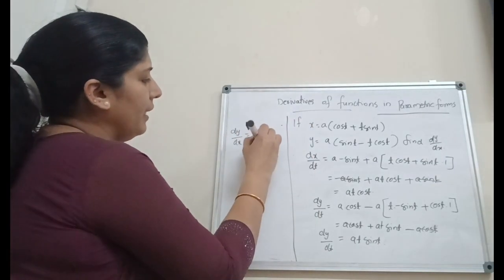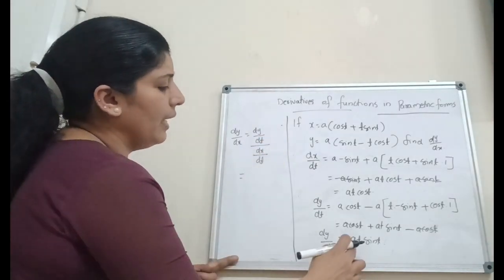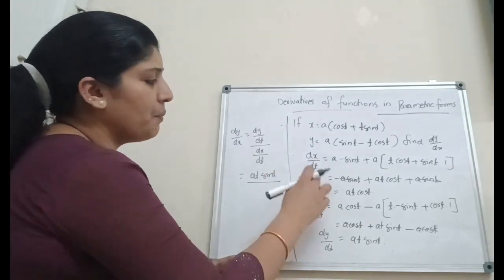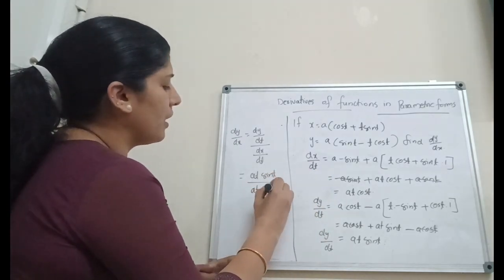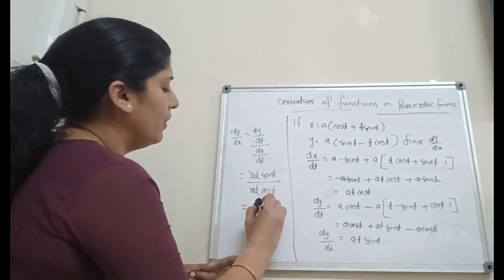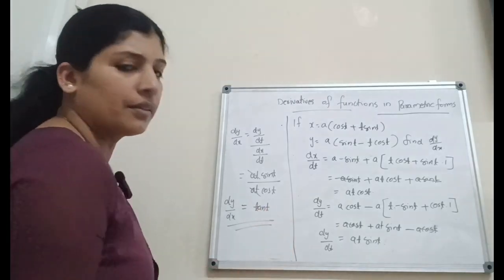dy by dx equals dy by dt divided by dx by dt. Now here dy by dt is a t sin t, divided by dx by dt, which is a t cos t. Now here a t cancels, then sin t by cos t is equal to tan t. Therefore dy by dx equals tan t.